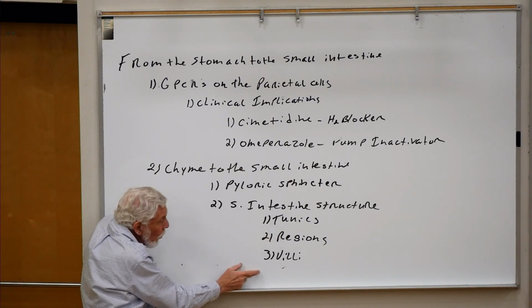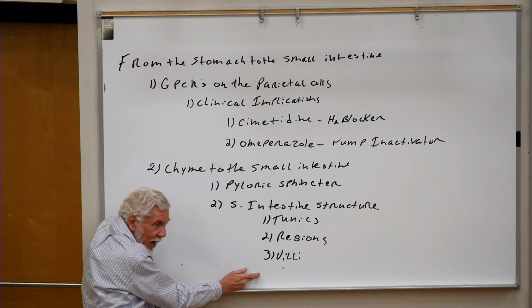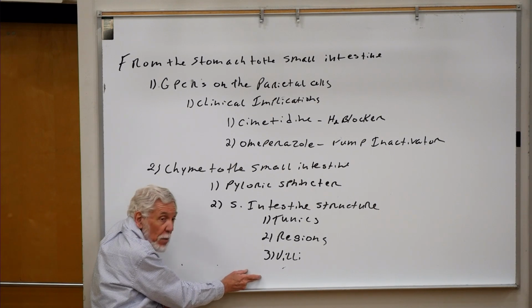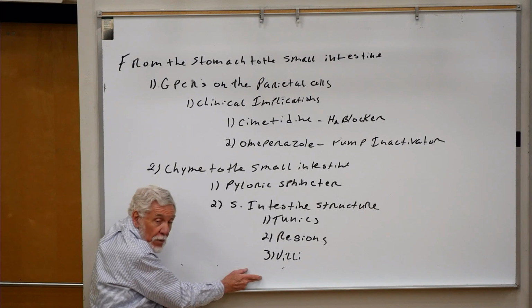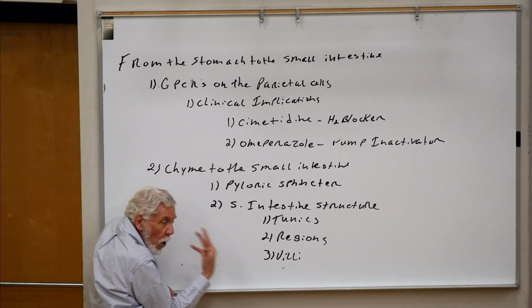And then finally, where we want to end up is a description of the villi. The villi are these finger-like projections, but they're multicellular projections. The villi are composed of hundreds of thousands, perhaps millions, of individual epithelial cells called enterocytes. And these finger-like projections are hollow.